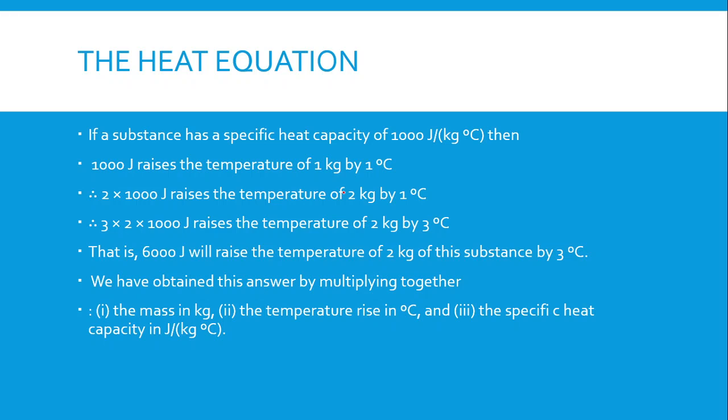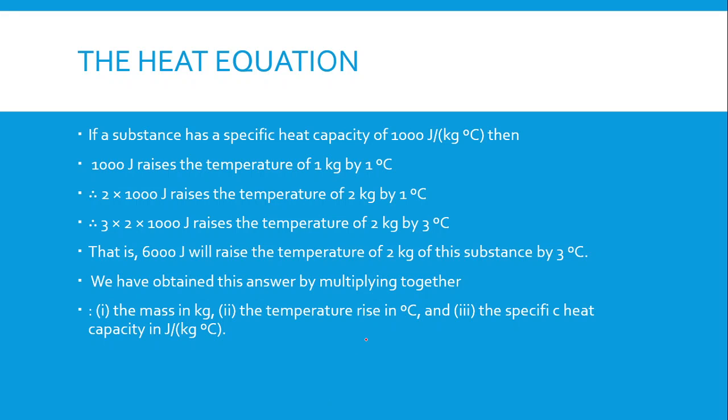So that really tells us how these relations are working: if we increase the amount of substance, or we increase the amount of temperature rise, then we will have to increase the amount of heat given to the object. So we're basically dealing with direct proportionality, and all of these terms are directly proportional to the heat energy that will be required. So that is 6,000 joules will raise the temperature of 2 kg of this substance by 3 degrees. We basically multiply 2, multiplied by 3, multiplied by the 1,000 specific heat capacity that we have.